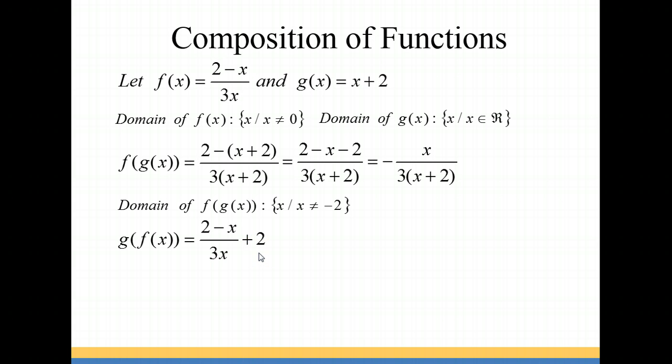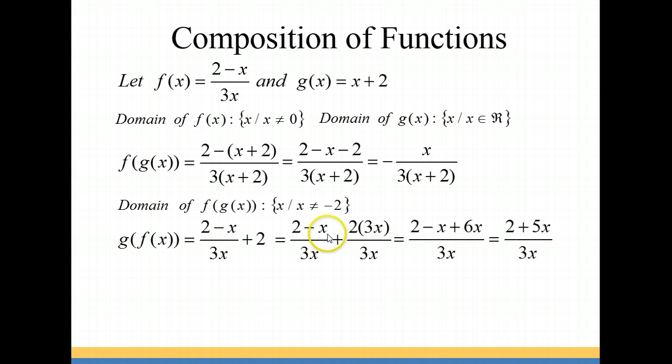We're going to combine these into one fraction. So I'm finding a common denominator. Remember, 2 is the same as 2 over 1. So I'm really just multiplying numerator and denominator by 3x. So I get 2 minus x plus 2 times 3x, which is 6x. And then simplifying the numerator, I have 2 plus 5x over 3x.